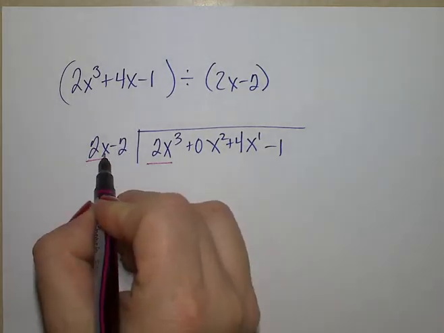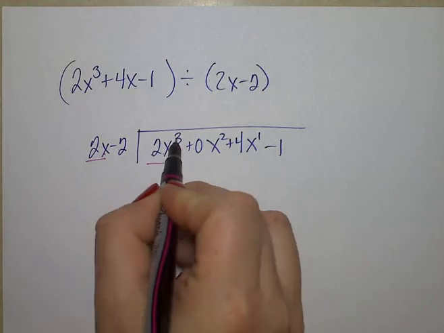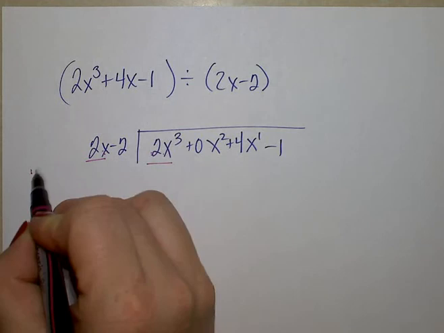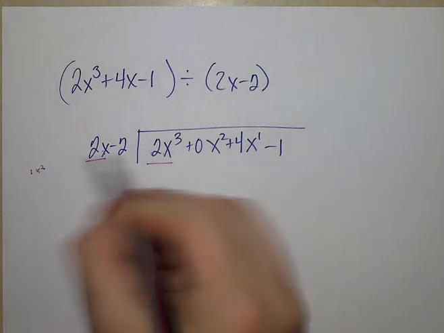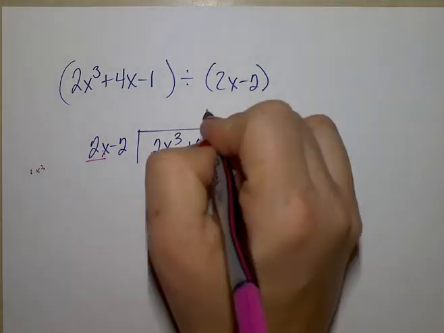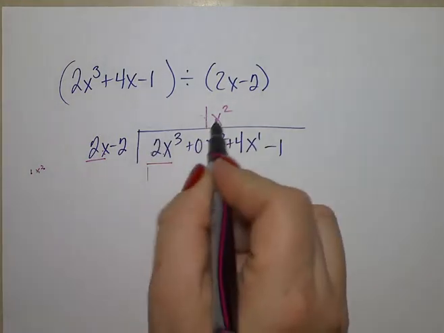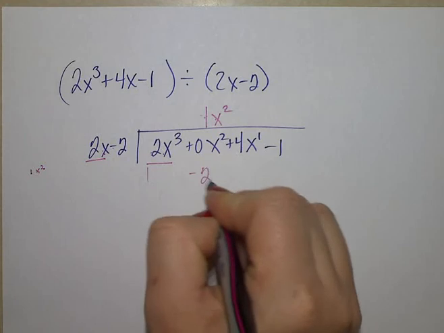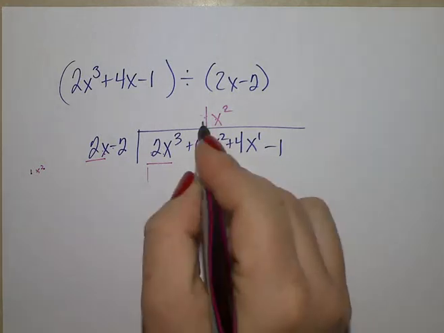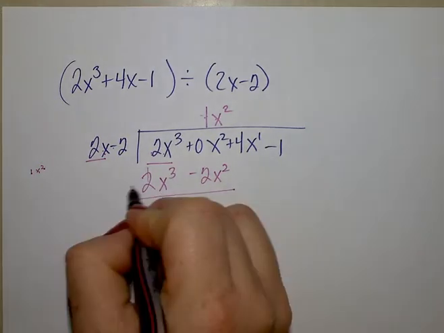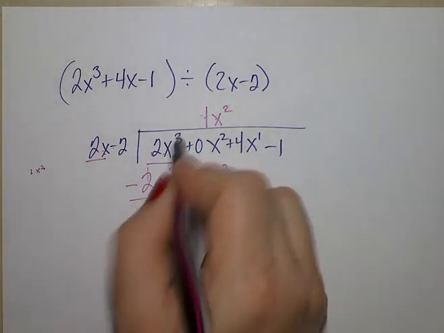2x times what is 2x squared? Well, 2 times 1 is 2. I need 3 x's, I only have 1, so I need to attach 2 more. So 1x squared is my answer, and it fits into this column, 1x squared. Now I'm going to distribute 1x squared times negative 2. Make sure it's in the right column. 1x squared times 2x. Now change the sign and combine down.